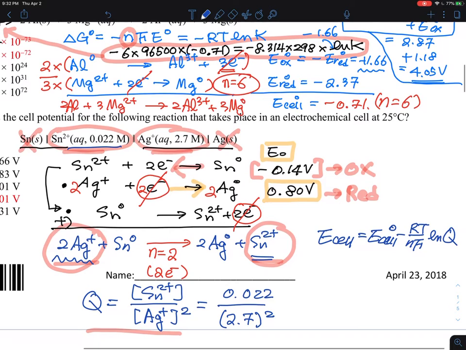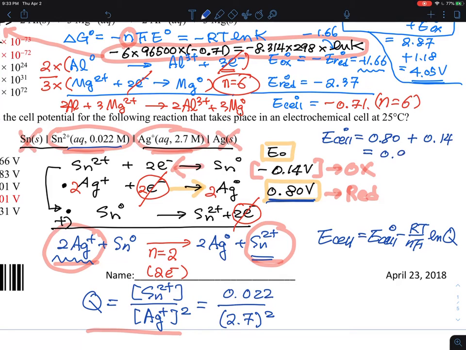And then what's my E cell here? E cell naught here will be this one. The reduction, keep it as it is. And oxidation, you're going to change the sign. So therefore 0.14 plus sign. Okay, so therefore 0.94 volts. That is going to be the value of your E cell naught. Okay, and then you're going to put everything there.